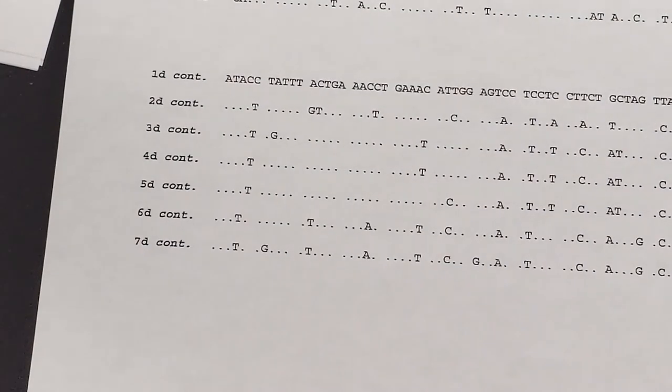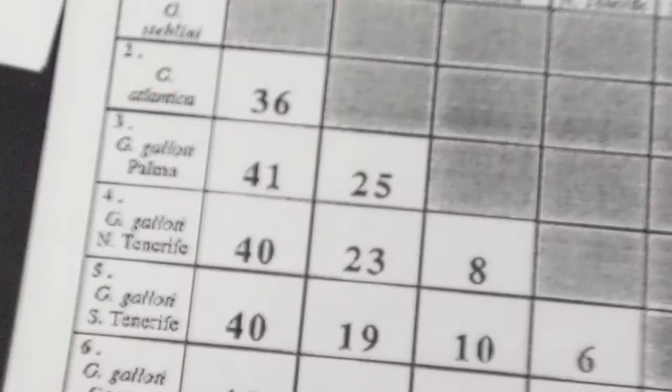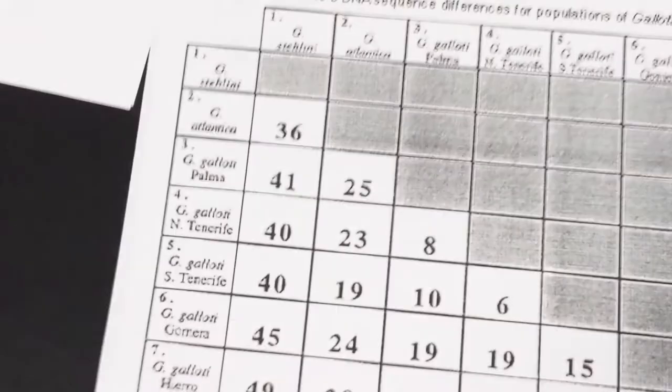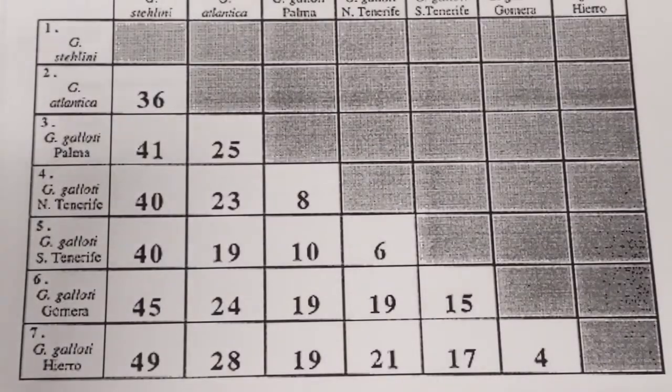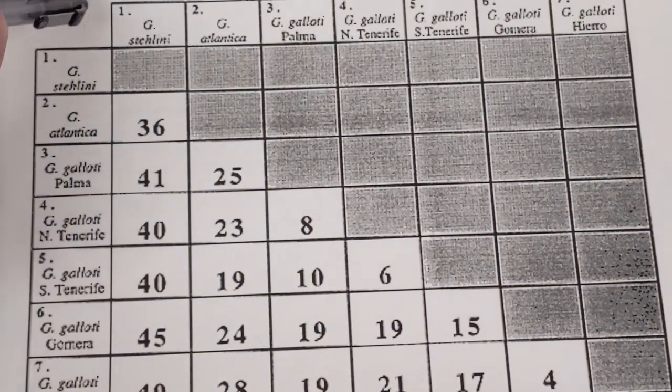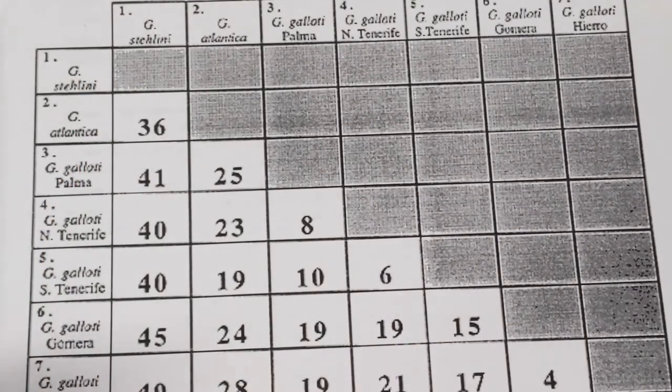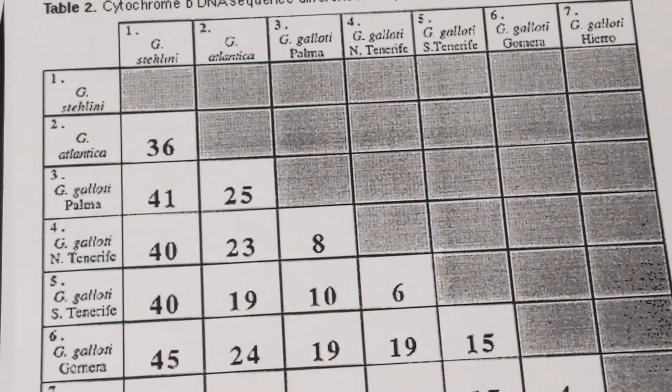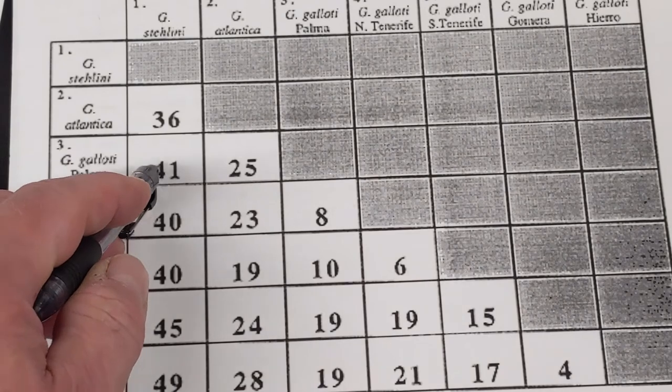Eventually, when we're done with all this, we're going to make a chart. And the chart is going to compare all of the different lizards. So now you can compare any two lizards. Stellini and Atlantica have 36 base pair differences. That's quite a lot. But Stellini and Palma have 41.